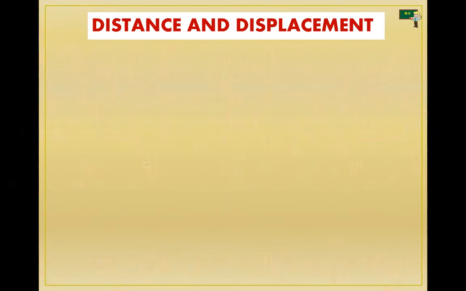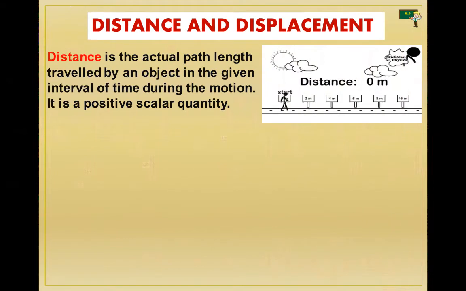Let's see the distance and displacement. Usually in your lower classes you would have learned about distance and not much more than that, but let me explain in a slightly different way. Distance is the actual path length traveled by an object in the given interval of time during the motion, and it is a positive scalar quantity which does not have any direction.